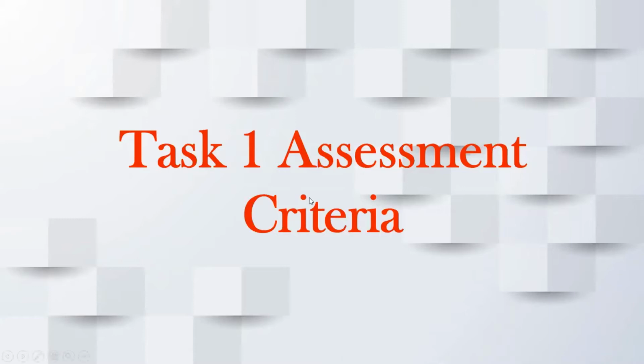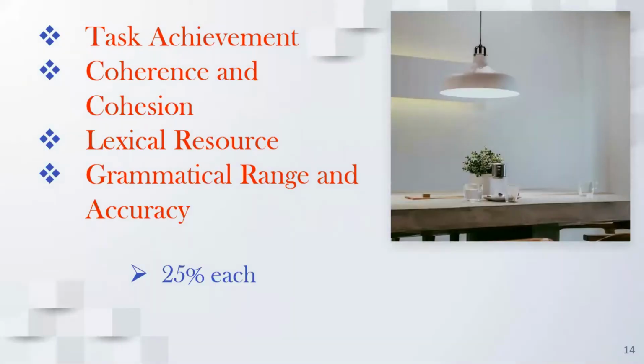We'll look at how the examiners assess you. What is their focus as they go through the essay that you have? There are 4 assessment criteria, and these are task achievement, coherence and cohesion, lexical resource, and grammatical range and accuracy. Each of these carries 25% of the total scores, which is 100% when the task 1 is being marked independently. Let's look at these in detail.